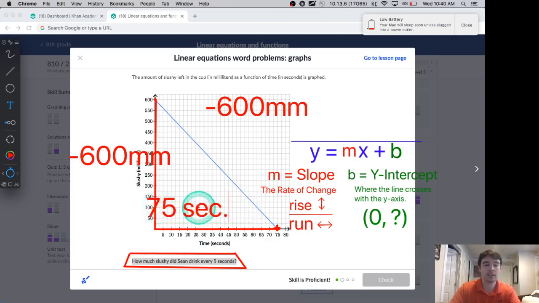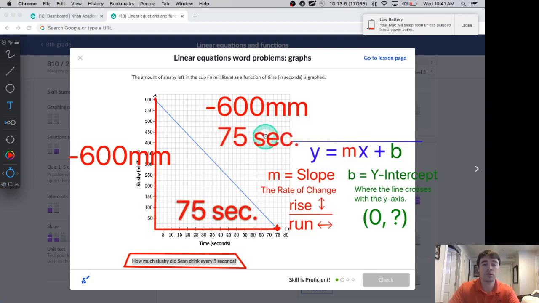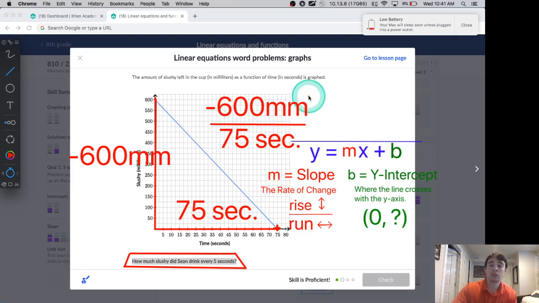I'm going to abbreviate that to 75 seconds. So if it took him 75 seconds to drink 600 millimeters of slushie, we could simplify this to a unit rate, the exact slope. And then that ultimately will help us work out how much every 5 seconds. So 2 options here. I'm going to actually do this the more efficient way. Option 1, you could switch this to every 1 second, and then you could multiply by 5 to figure out how many millimeters every 5 seconds.